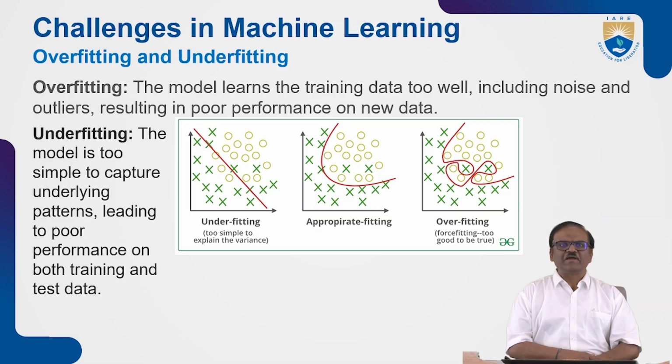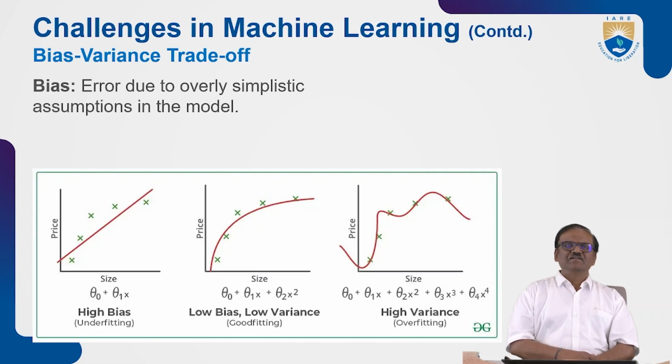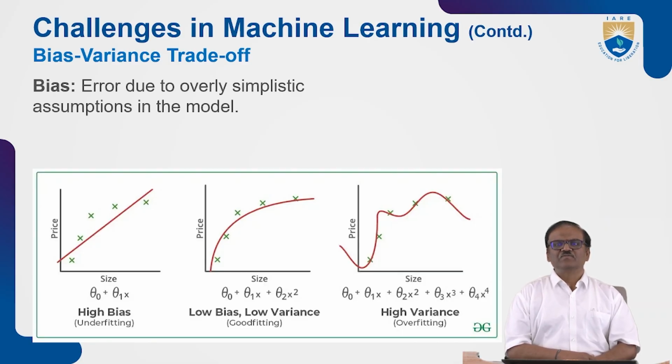Underfitting. The model is too simple to capture underlying patterns, leading to poor performance on both training and test data. There will be a bias trade-off, that is bias variance. Bias is error due to overly simplistic assumptions in the model. High bias. When you see the size and price of the house, when you consider, definitely the bias is high. Underfitting actually. So when you see here the third curve, that is high variance, low bias and low variance, and as the problem you can see theta naught plus theta 1x.